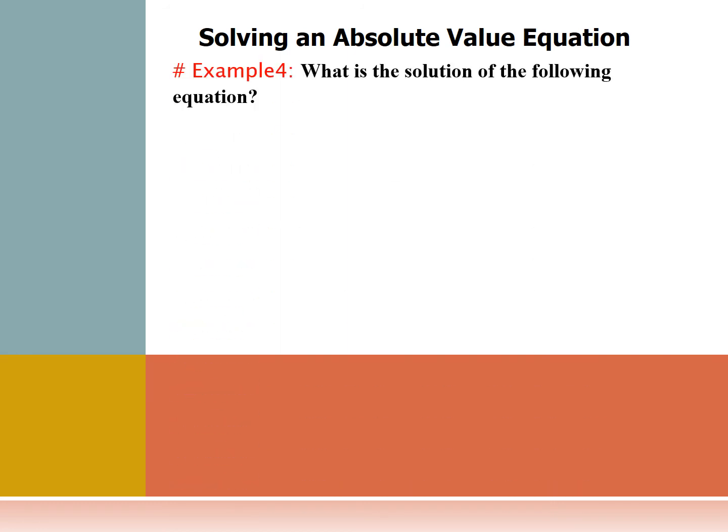So example number 4, what is the solution of the following equation? We have 2 times absolute value of x plus 9, plus 3, is equal to 7. Now first step, minus 3 from both sides, then we get 7 minus 3 is equal to 4. And here we have minus 3 with 3, 0. Now divide by 2 on both sides, we get the absolute value of x plus 9 is equal to 4 over 2.